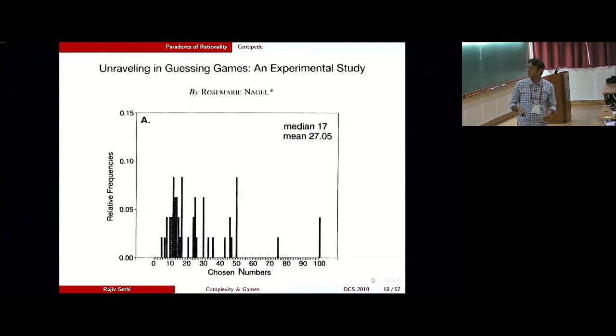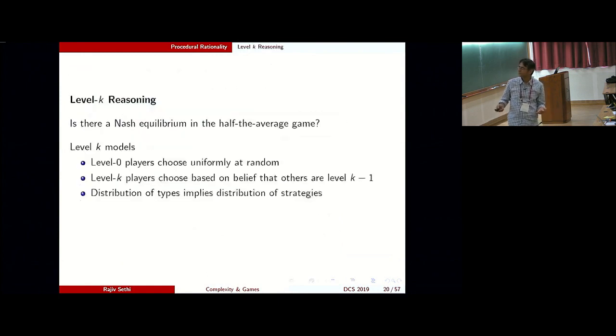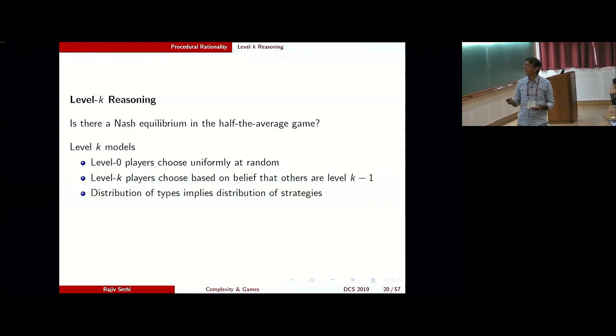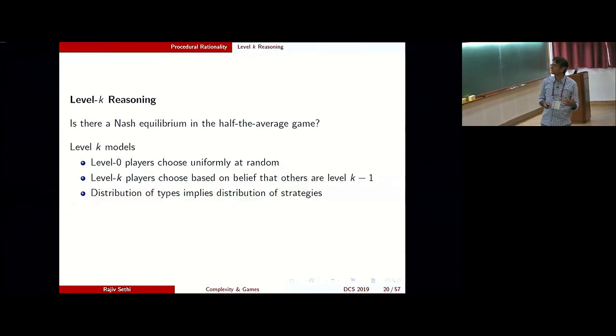So the level K model basically just formalizes this intuition, systematizes it a little bit more. Level 0 players choose uniformly. Level K players choose based on the belief that others are level K minus 1. And the distribution of types implies the distribution of strategies. In any group, there will be different people who, partly because they're tired, slept well or didn't sleep well, or because they're bothered or not bothered, will reach a different depth of reasoning. But the distribution of the depth of reasoning will give you the distribution in the population, in the group of experimental subjects. And that's a very different approach than Nash equilibrium.